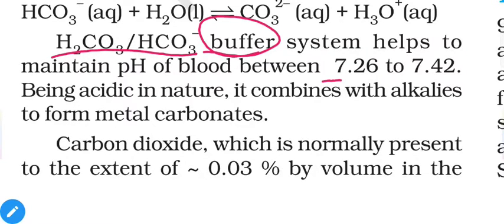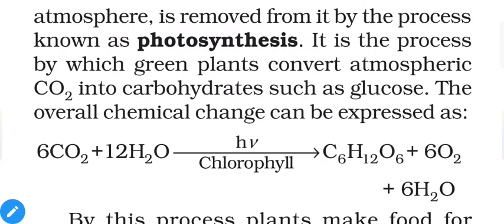Our blood should remain between this pH value, and it is possible because of this compound which acts as a buffer solution. When we add some small quantity of acid or base, this pH won't change. A higher quantity of acid and base will change the pH of the buffer system, but a minor quantity won't affect the pH. Carbon dioxide is also a part of photosynthesis.